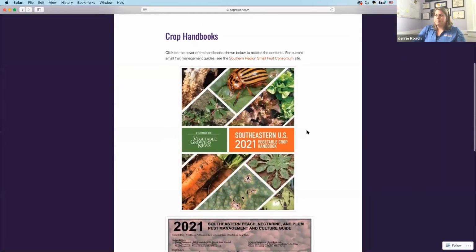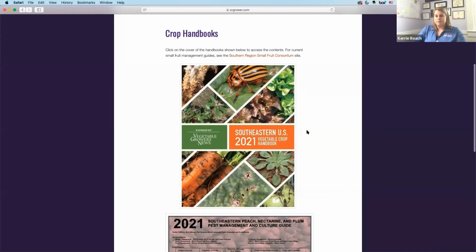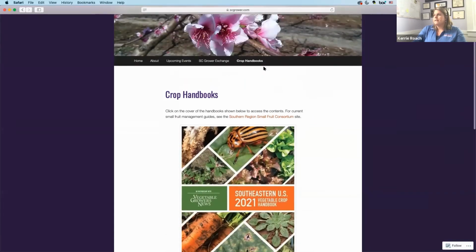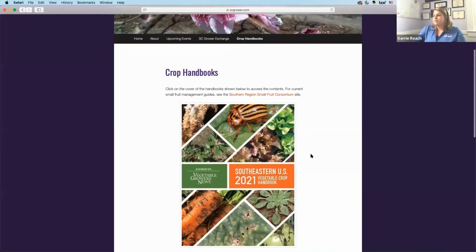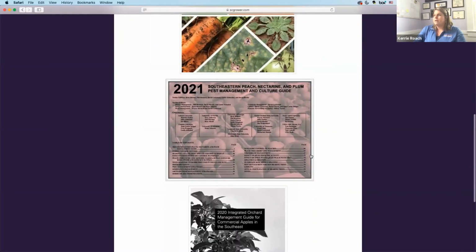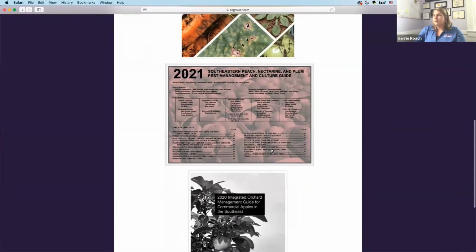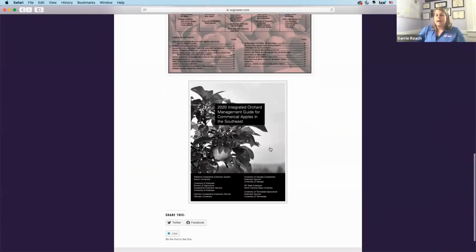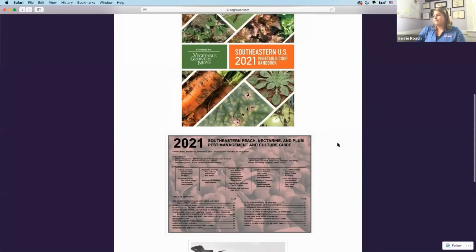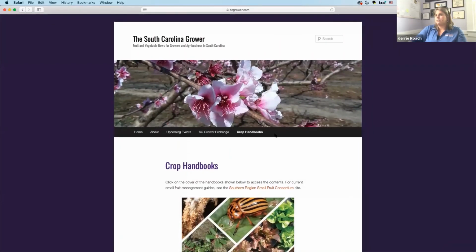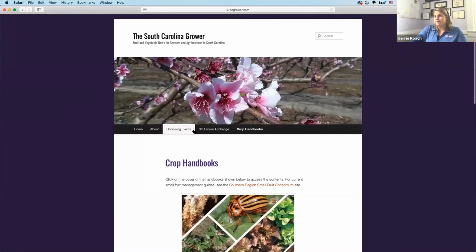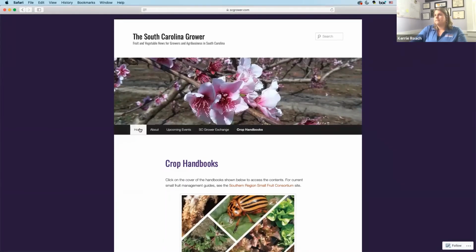Remember that crop handbook that I talked about and said was a great resource? It's linked here in the crop handbook section. You can see the vegetable growers handbook. There's also the peach and nectarine and plum handbook, as well as the apple handbook. And those are links to the actual free ones online. You'd have to request a hard copy from your local agent.